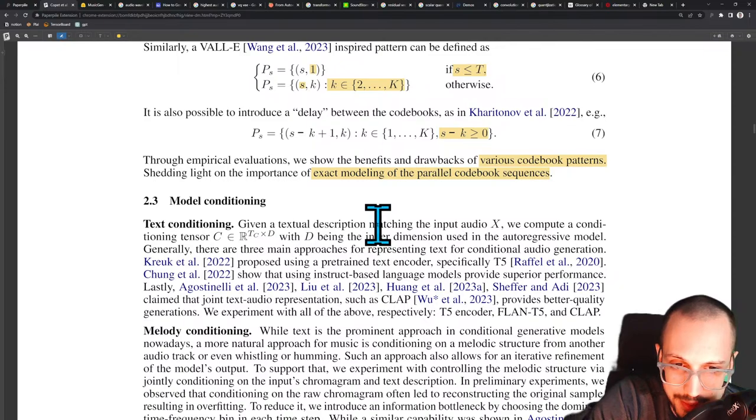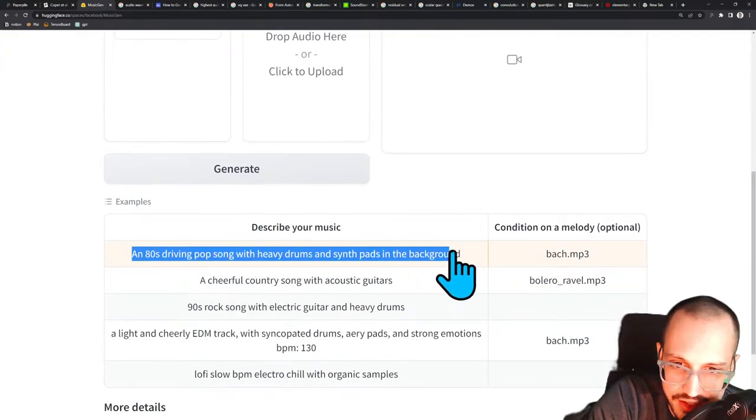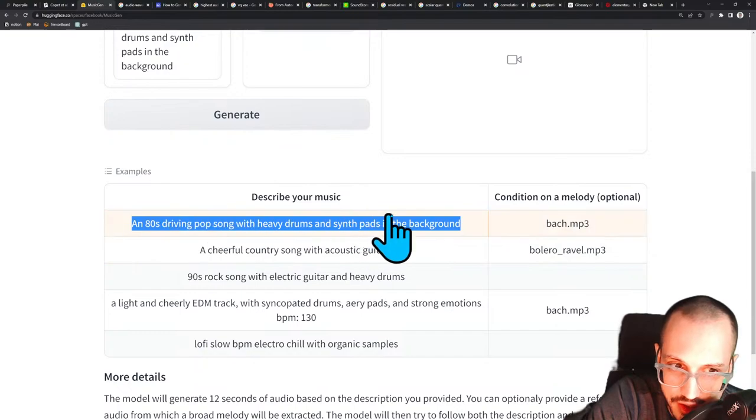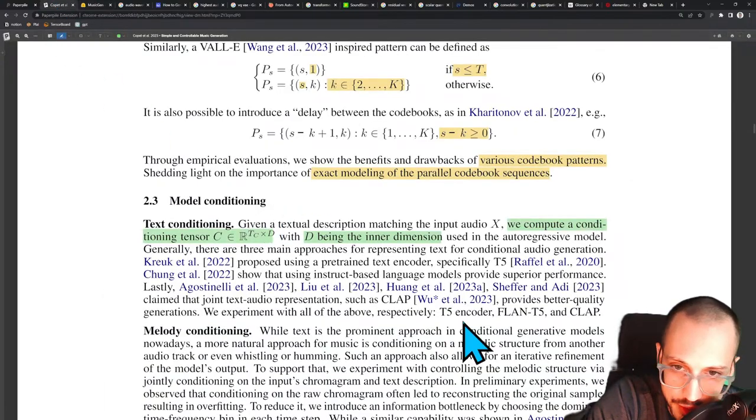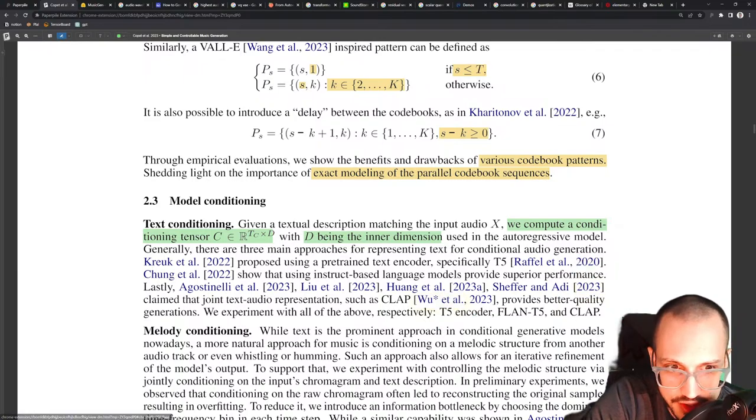Given a textual description matching the input audio X, we compute a conditioning tensor C in R^(T_C times D). D is the inner dimension used in the autoregressive model. So this is the dimensionality of the text conditioning vector, right? Whenever they're conditioning on this text, they're tokenizing it and turning it into a vector, and then that vector is being used to condition the language model that then generates the tokens for the actual EnCodec decoder and encoder. There are three main approaches for representing text for conditional audio generation.